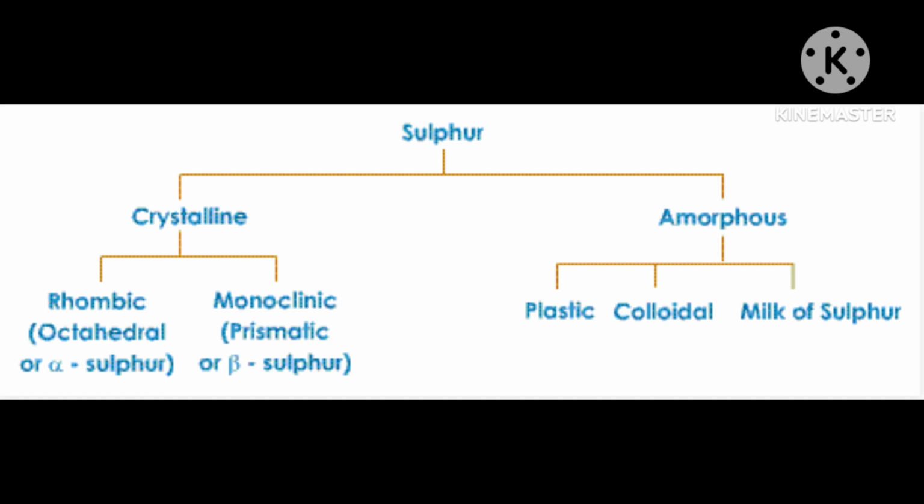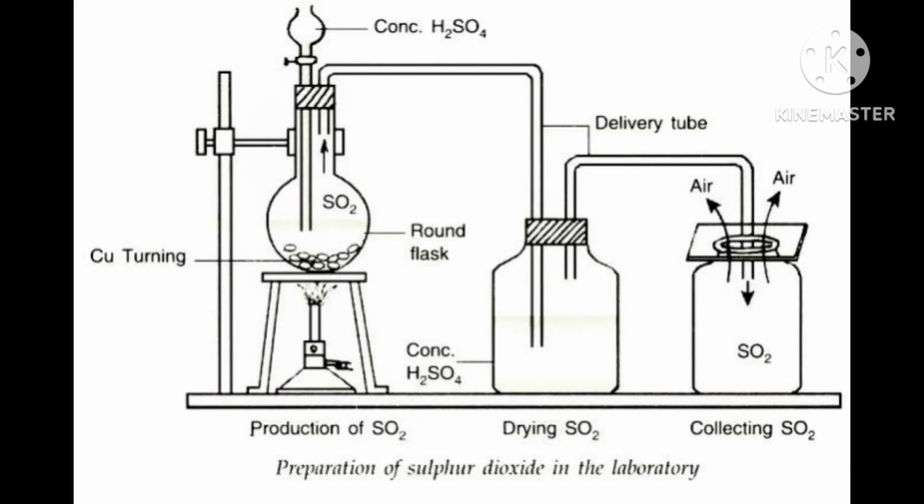Both rhombic and monoclinic sulfur have S8 molecules, meaning 8 sulfurs are attached. These S8 molecules are packed to give different crystal structures.